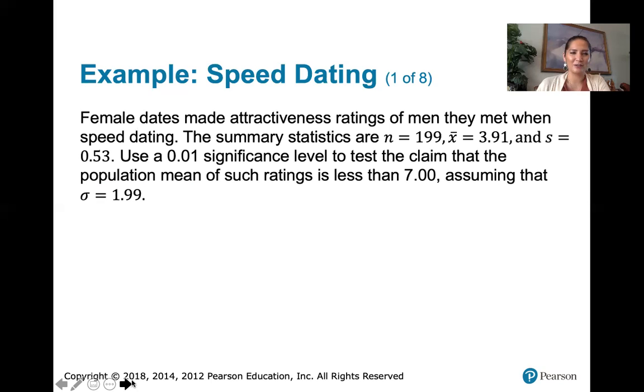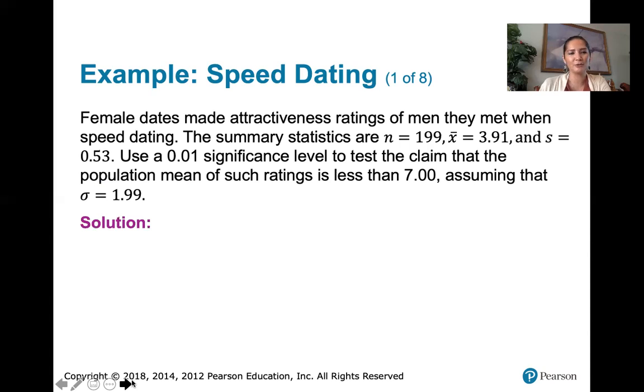I'm actually not sure. And then it says, use a 0.01 significance level to test the claim that the population mean of such ratings is less than 7, assuming that the population standard deviation is 1.99. Now, the fact that we know that the population standard deviation is 1.99 is pretty unusual, but we're going to assume it for this problem so that we can practice testing a claim about a mean in the case when the population standard deviation is known.